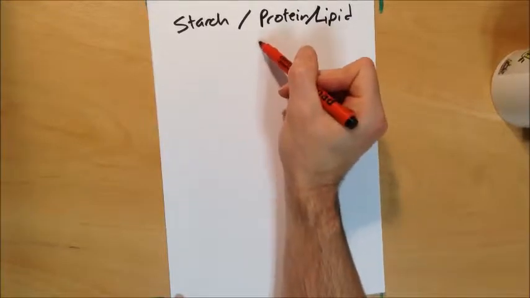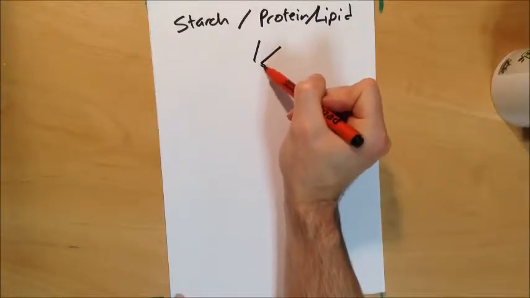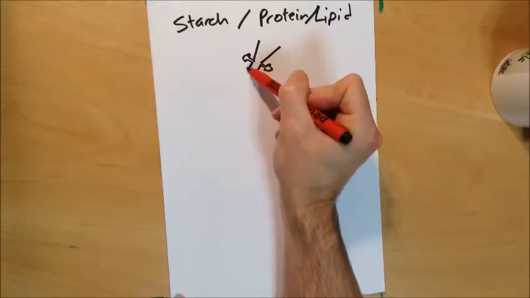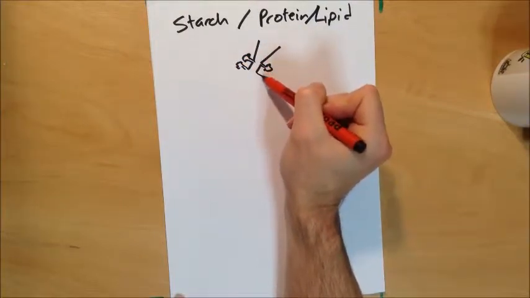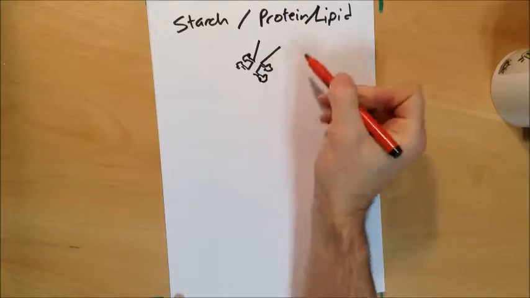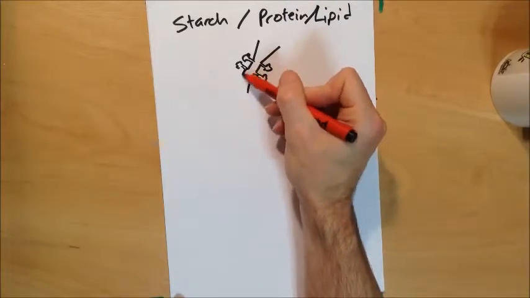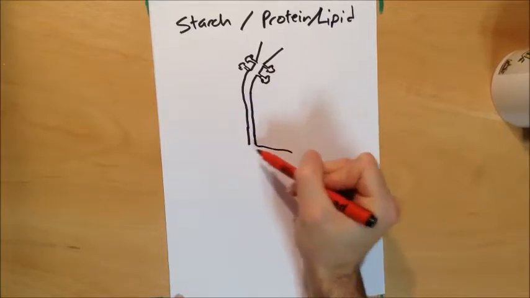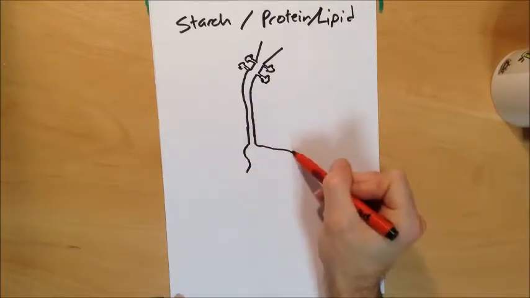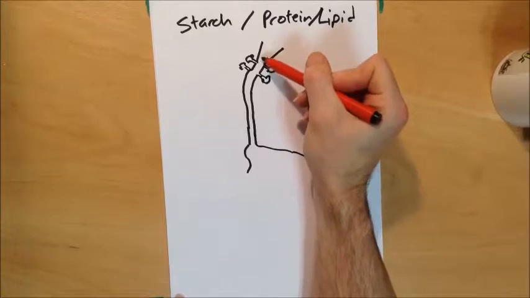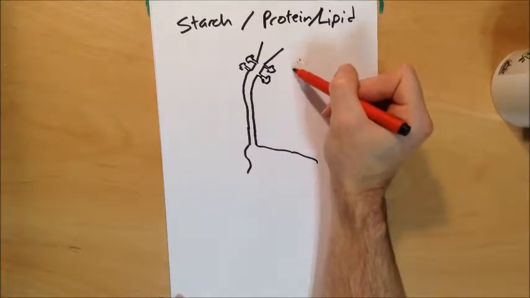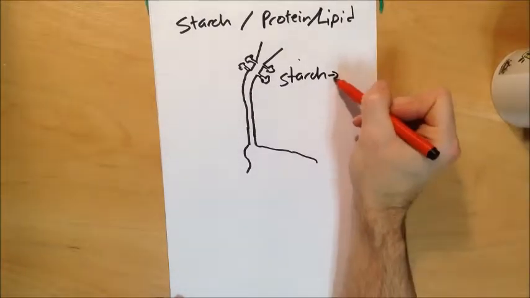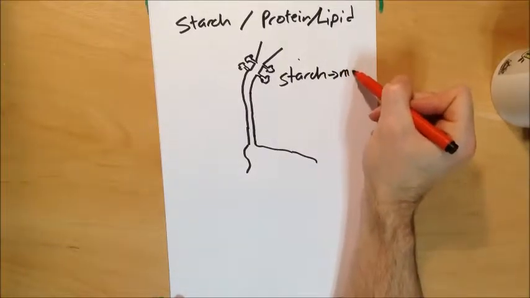Starch digestion begins in the mouth. And the mouth has salivary glands which add salivary amylase to the food before it goes down the esophagus and then into the stomach. And that salivary amylase will begin the digestion of starch. And what it does is it digests starch into the disaccharide maltose.